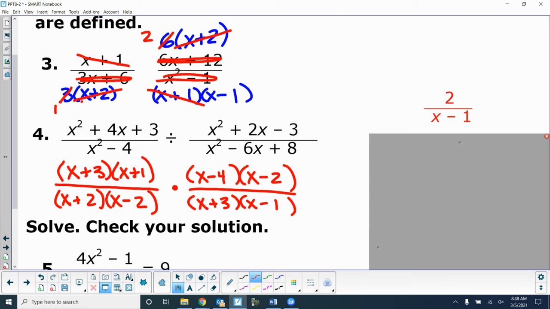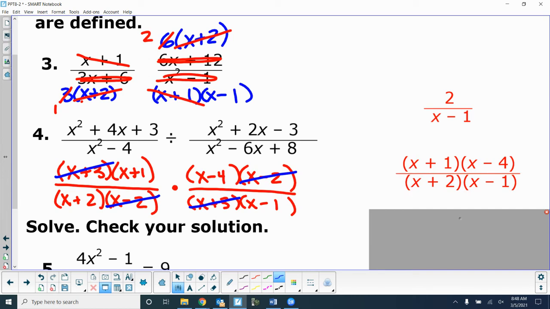So now I'm looking for factors that look exactly the same. I see an x plus 3 in the top and the bottom. I see an x minus 2 in the top and the bottom, right? And that's it. I can't cancel this x plus 1 and this x minus 1. They have to be exactly the same. Okay? So my numerator is going to be x plus 4 and x minus 4. My denominator is going to be x plus 2 and x minus 1.